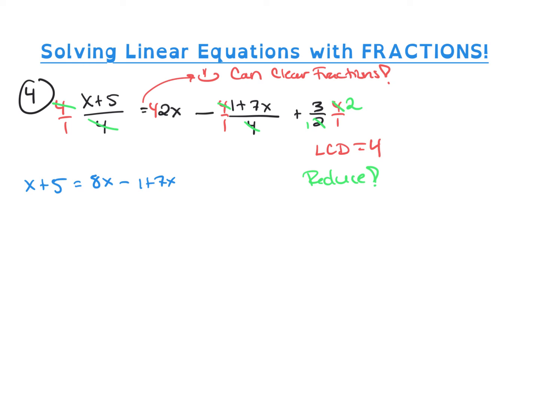I'm going to put parentheses around the 1 + 7x so I don't forget to distribute my negative sign. Okay, and then finally, 3 over 1 and 2 over 1, when we multiply them together, we get 6. So plus 6. Cool. Now that we've reduced, now we're going to distribute as we need to and solve.